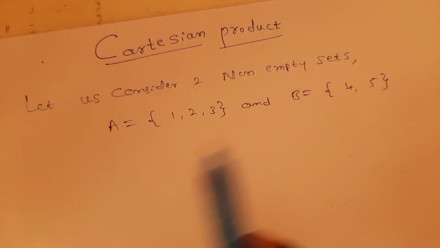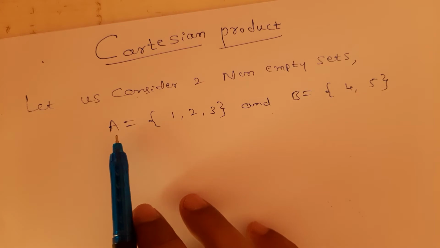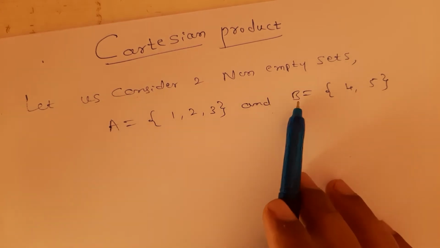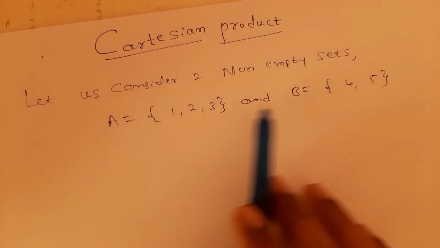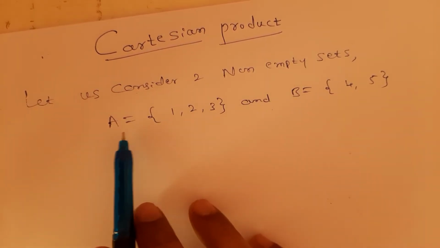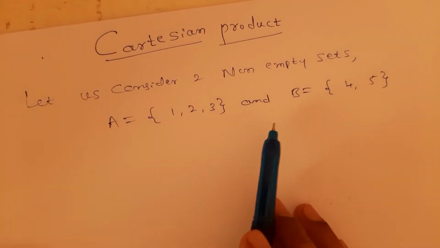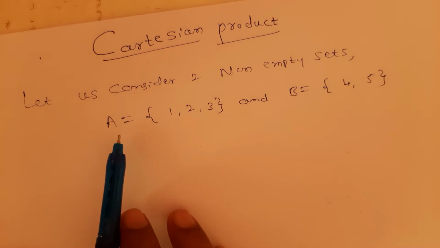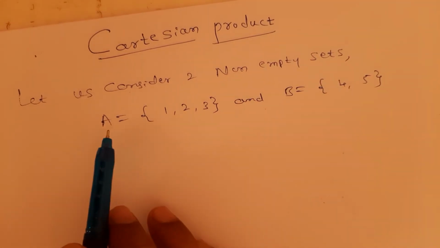Then we say that Cartesian product from set A to set B. So here we have to understand clearly: Cartesian product from set A to set B. There are two ways here. I can define it from set A to set B, and also from set B to set A. So let us consider one by one.